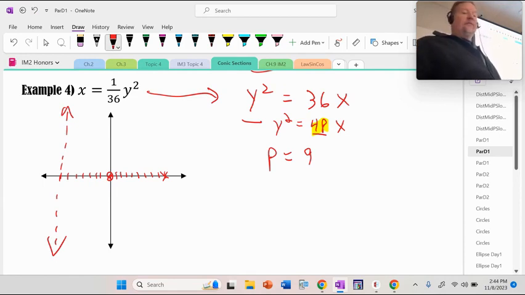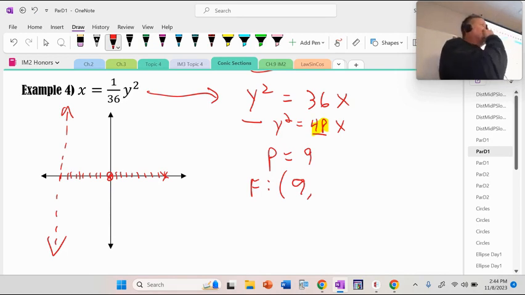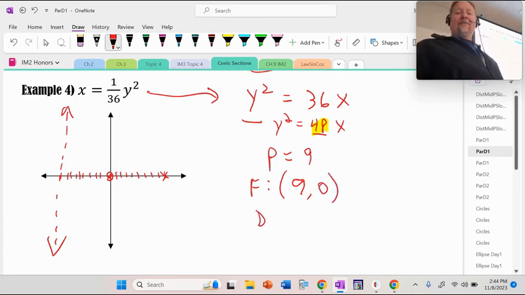Here's the focus. The focus went right 9. Did I go 7? 4, 5, 6. No, I didn't. 8, 9. Did you see that? I added 2 more tick marks in the middle. All right, 9 comma 0. And then what's the directrix? X equals what? Negative 9. If you don't have the x equals, what's going to happen to you? You're gone.